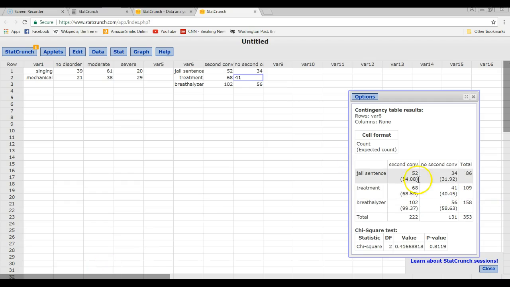And just so we can see, this tells us what the expected values are. So this tells us that there were 52 people who had a second conviction who got a jail sentence for their first one. If the variables were truly unrelated, we would expect to get about 54 in that cell. Here we would expect to get about 32 in this cell. And you can kind of tell from looking at these that the observed and the expected are pretty close together. So that did not give us very strong evidence for the alternative hypothesis, as you can see from this value, the p-value.